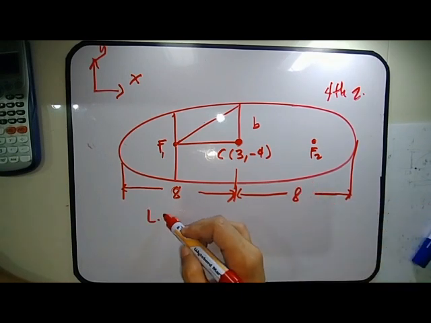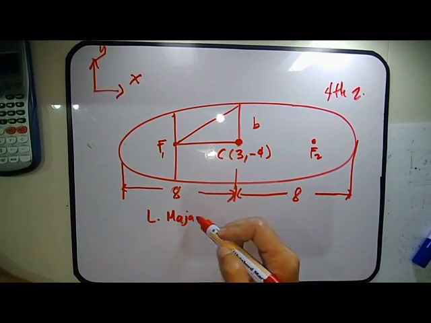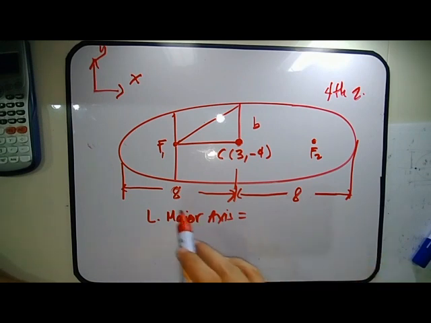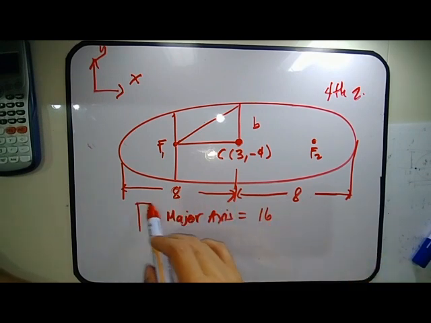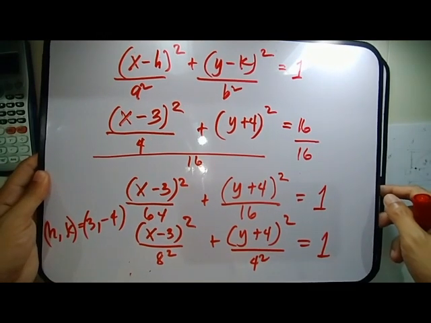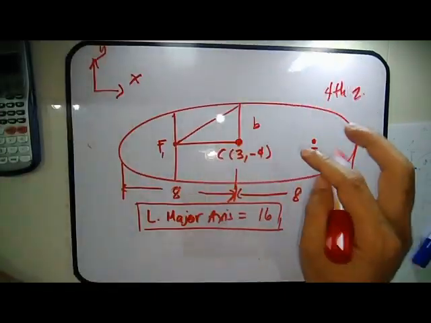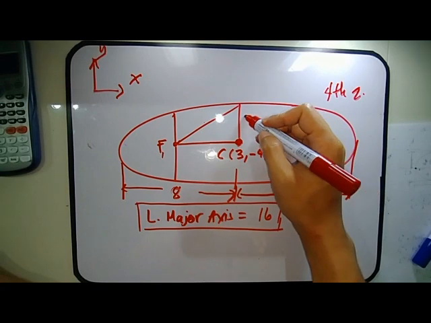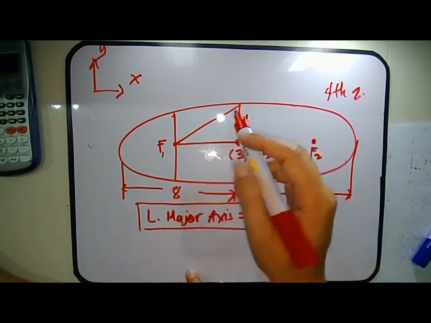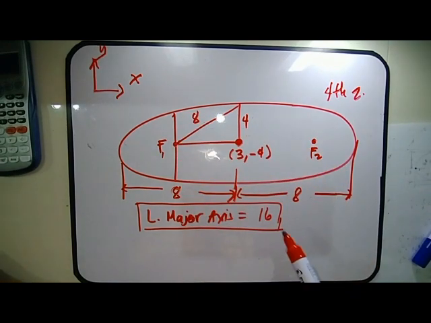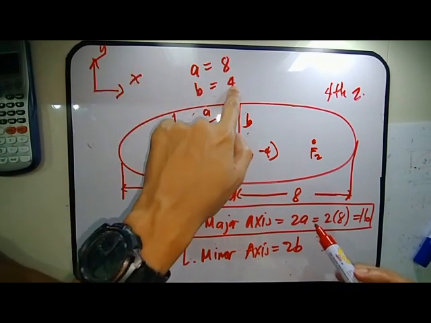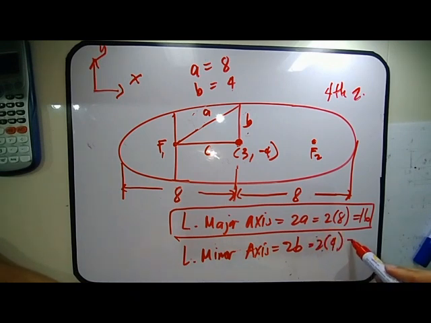Then, the length of the major axis is 2A. So, 8 plus 8, so 16. 16 ang major axis. Then, yung minor axis natin, guys, nakuha natin dito, which is 4. So, this is 4. So the length of minor axis is 2b. So ang b natin na nakuha kanina, that is 4. So 2 times 4, so that is 8.